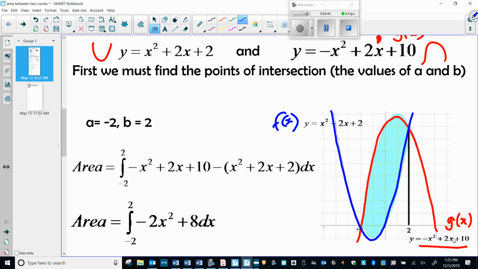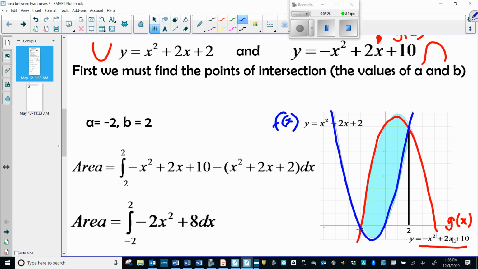As long as you're comfortable using your GDCs to do stuff like that, you input one function, input the other function, graph them both, and then you can see where they meet. You go for the calculate option for where they're meeting. Otherwise, you would equate these two functions, because that's where they meet, rearrange it and solve. However you choose to do it, you just need to be comfortable finding points of intersection. In this case, we've got the values of -2 and 2.